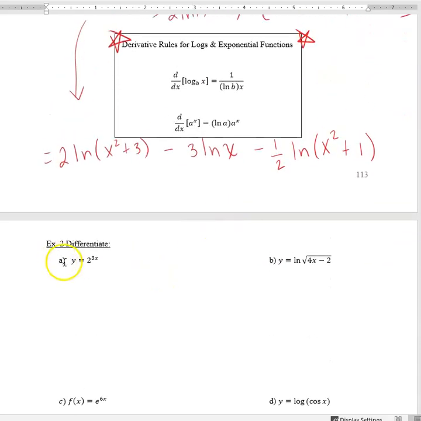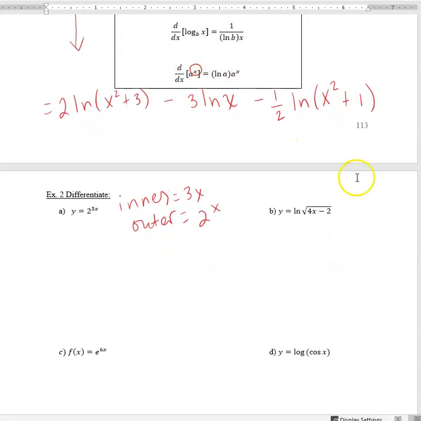Start with letter A. First of all, this is an exponential function, y equals 2 to the 3x. Notice that the base is 2, and notice that it's to the 3x power and not just x. Because there's anything other than just a regular old x here, I have to use a chain rule. So this is a chain rule where the inner function is going to be 3x and the outer function is going to be 2 to the x. So I'm going to apply this new rule I have here for taking the derivative.